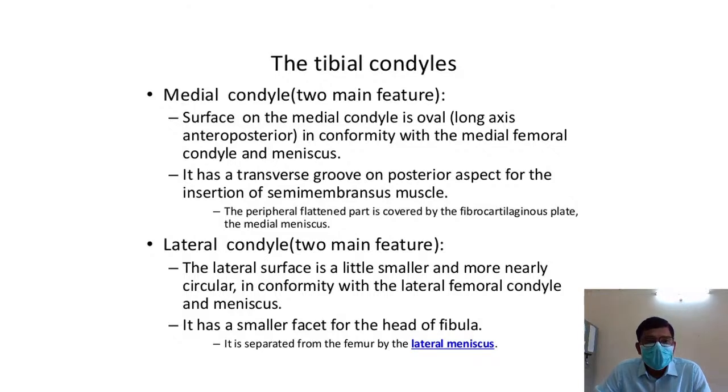Now coming to the lateral condyle, it also shows two main features. The lateral surface is a little smaller, as I have just shown you in the picture, and more nearly circular in shape, in conformity with the lateral femoral condyle and meniscus. It has a smaller facet for the head of the fibula.